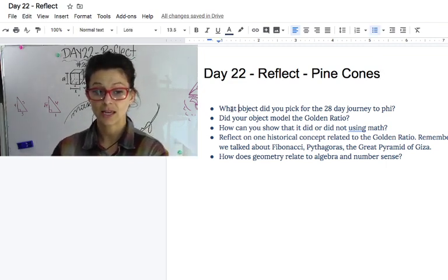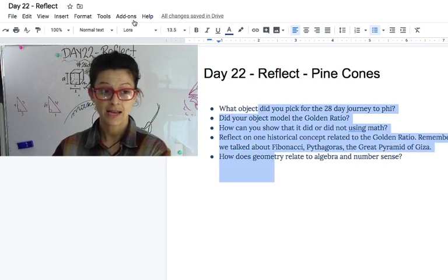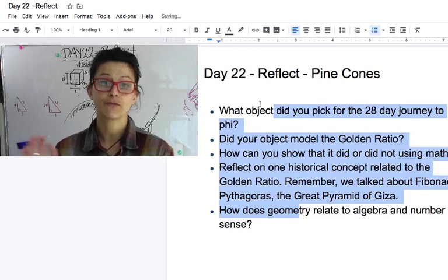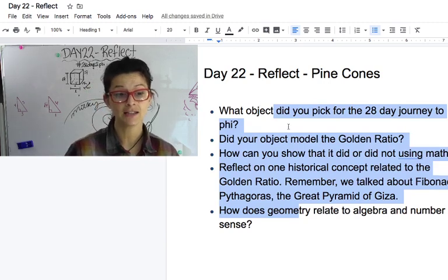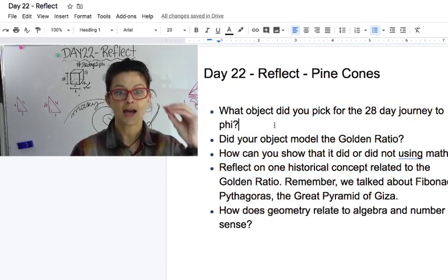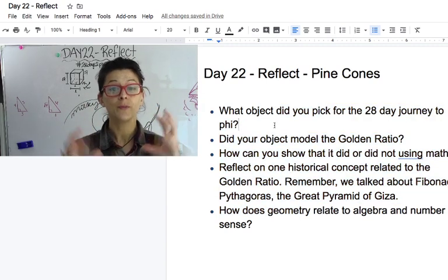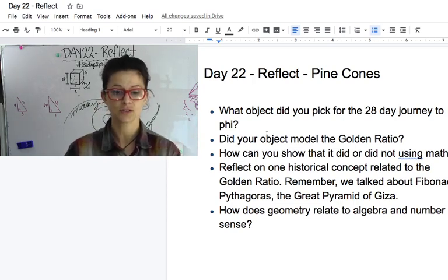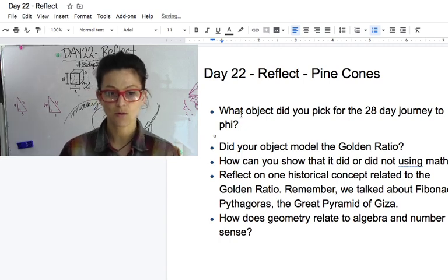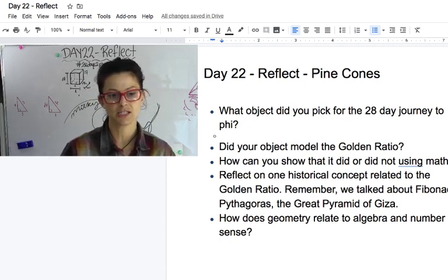And you can come up here to the style and change that to the title. And if you make a table of contents later, it will populate a table of contents with that as the title. And then we later can make all of these headings so that if I wanted to turn this reflection into a formal outline, it'll be easier because the styles will identify the groupings of headings and text and titles. So let's go ahead and, what object did you pick for the 28-day journey to Phi?